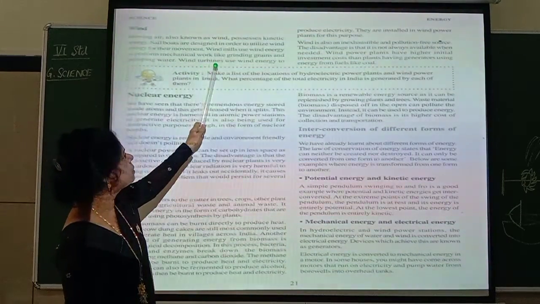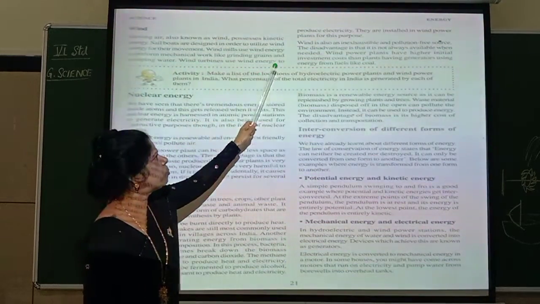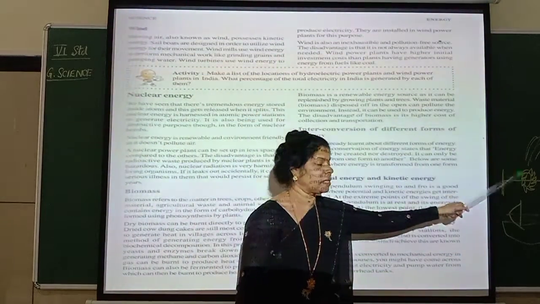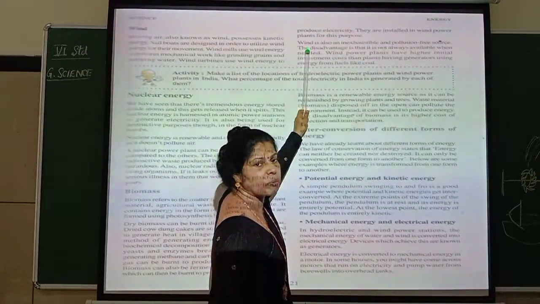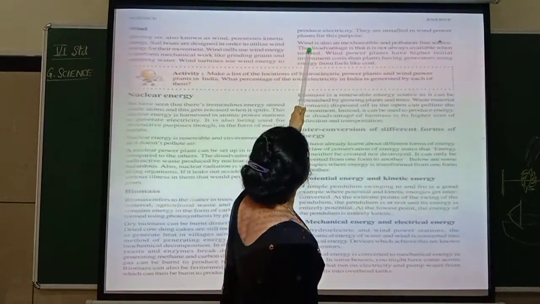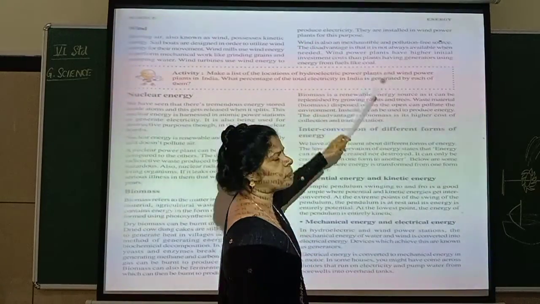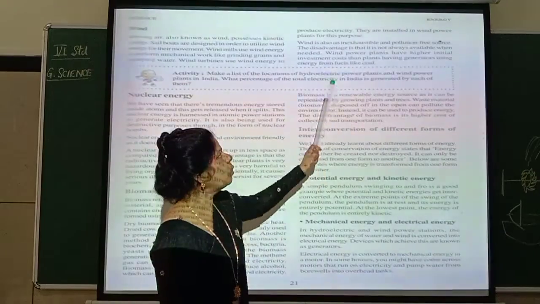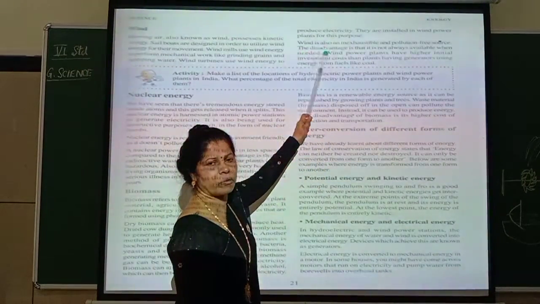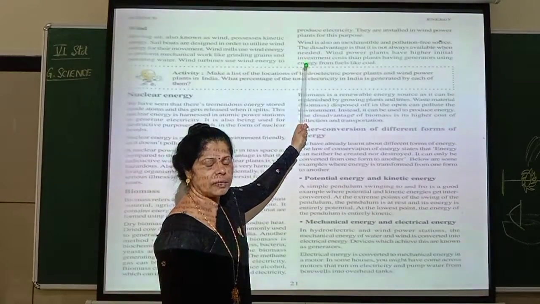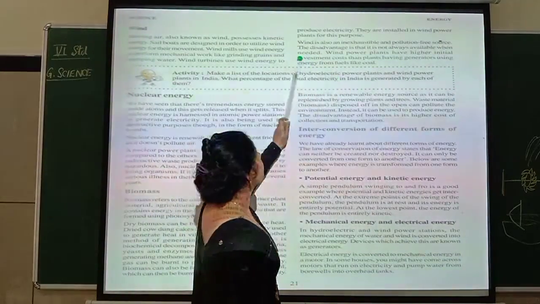Wind turbines use wind energy to produce electricity. What I showed you here was water energy. The same way, you can produce electricity using wind energy. They are installed in wind power plants for this purpose. So how can you generate wind electricity? Through wind power plants or wind power stations. From there you get the generation of electricity.